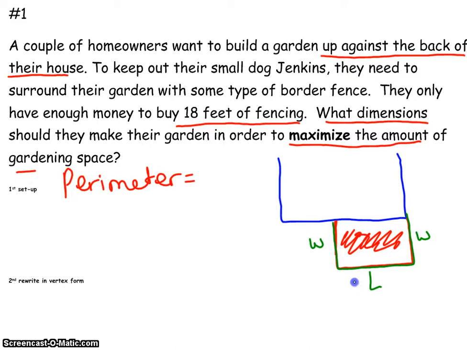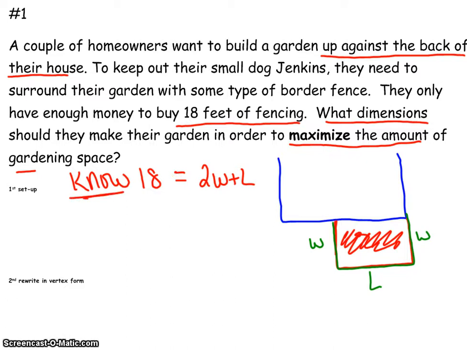Let's create an equation for the perimeter. If I add up all these sides, I would have W plus L plus W. That would be 2W plus L. And remember, that is 18 feet of fencing. Again, this is what we know. You don't need that feet, by the way. Just 18 equals 2W plus L. This is what we know, but what we want is the area. What's the formula for the area of a rectangle? Length times width.